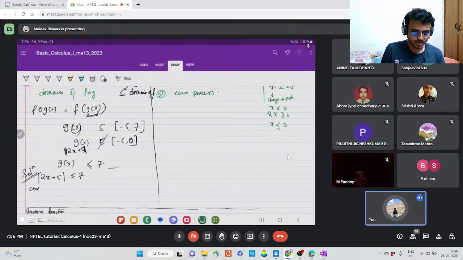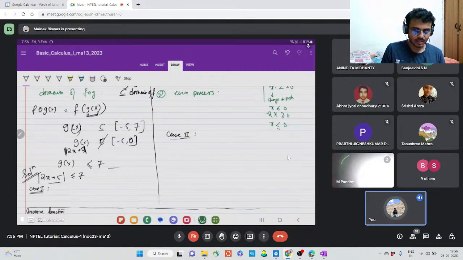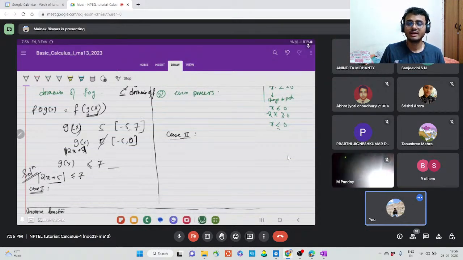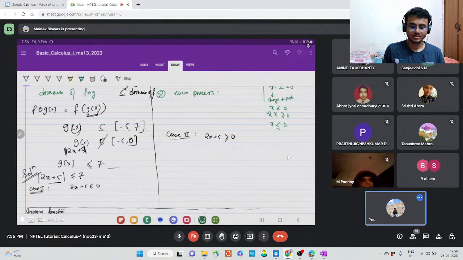What should be case 1? And what should be case 2? 2x plus 5 equals to 7? No, it's a modulus function, right? So in case of negative values, you would have less than values. So 2x plus 5 less than 0 is one case, and 2x plus 5 greater than 0 is another case. Always when you have mod values, you take these two cases, right?